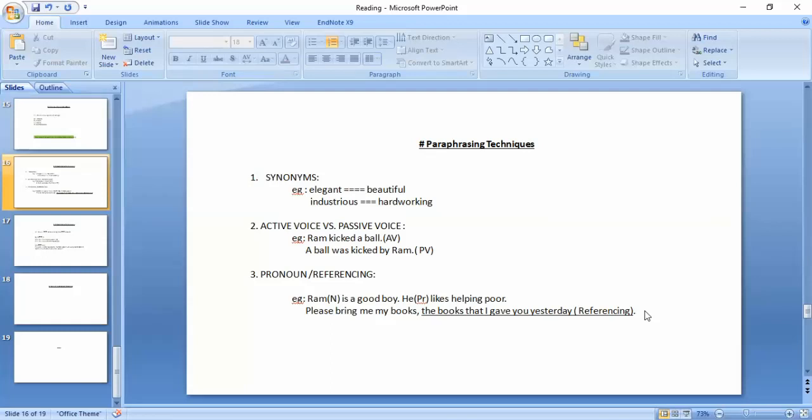Another way of paraphrasing is the use of pronoun or reference. For example, Ram is a good boy. He likes helping poor. Now, he is a pronoun we used for Ram. Although both statements are correct, the pronoun is substituting the noun this time and sounds different. Or, please bring me my books, the books that I gave you yesterday. So the books that I gave you yesterday is referencing those books and not other books. These are the things which you can use for reference.